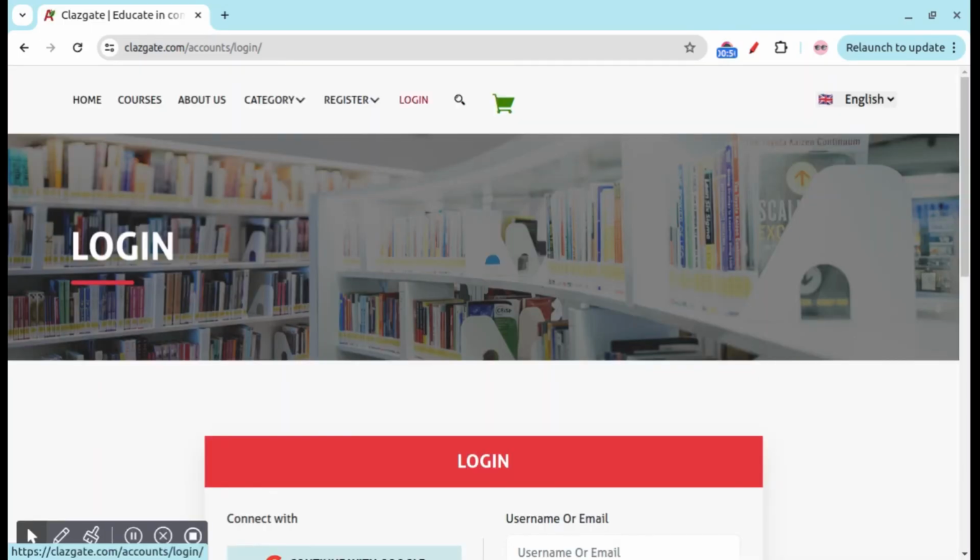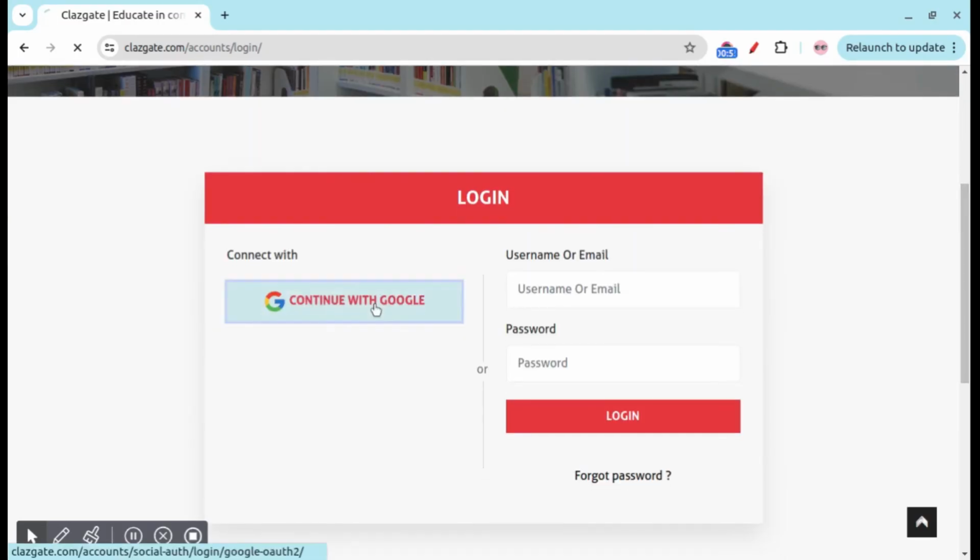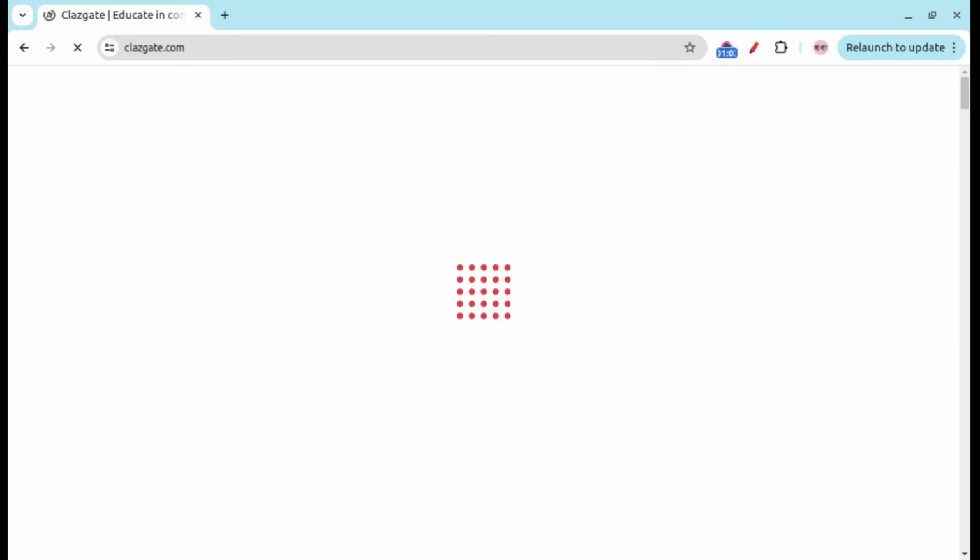You log in with your Google account. Just log in with your Google account. It's very easy. Log in with your Google account so that you can start enjoying free courses or cheap courses on Classgate. It's very easy. A lot of people are doing this.